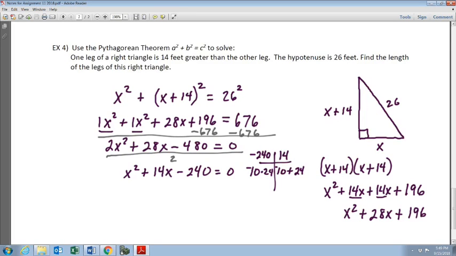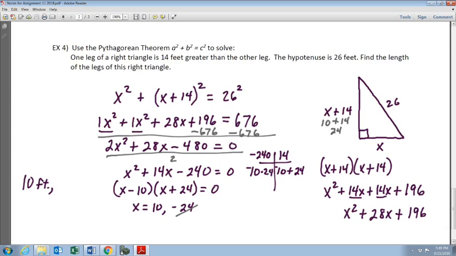And this is a 1x squared, so we can use the shortcut here and just put in our numbers: x minus 10 and x plus 24. When we solve, if you set each of those equal to 0, you'll end up with x equals 10 and negative 24. Now, of course, the side of a triangle can't be negative, so we're going to throw out the negative answer. Even though it works in our equation, it doesn't make sense for this problem. So the smaller leg here is 10 feet, and the bigger leg is going to be 14 more than that. So 10 plus 14, of course, is 24. And so you get 24 feet.